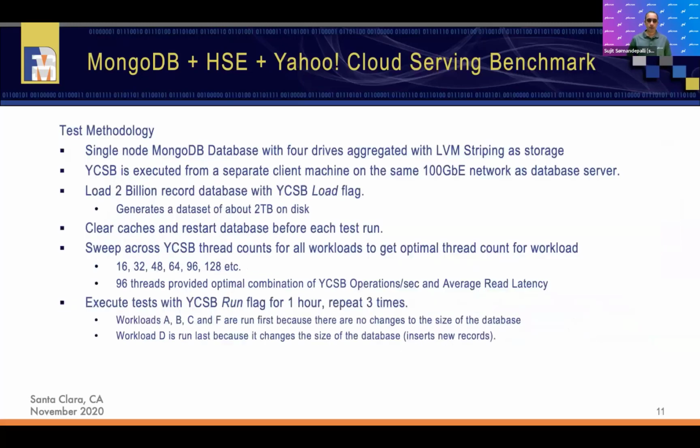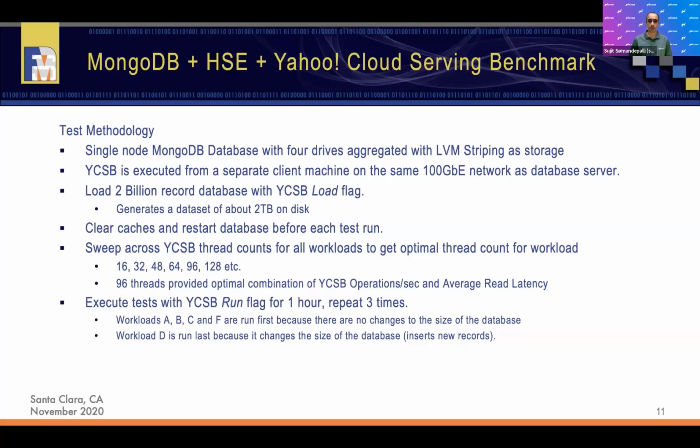We tested a single node MongoDB with 4 drives aggregated with LVM storage as the database storage. YCSB is executed from a separate client machine on the same network as the database server. This 100 gigabit network is separate from the network that's used for connecting to the fabric. We generated a 2 terabyte dataset by loading 2 billion records using YCSB's load flag. And for each test, we cleared all the system caches, restarted the database, and restored the dataset to get clean results each time.